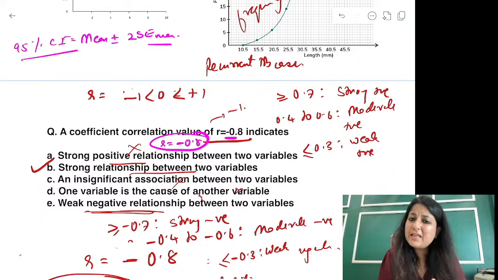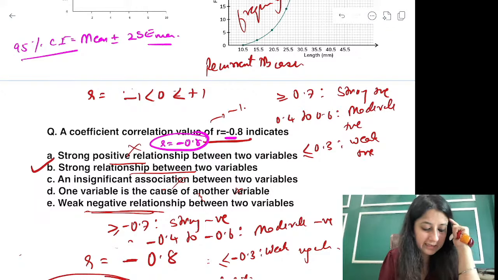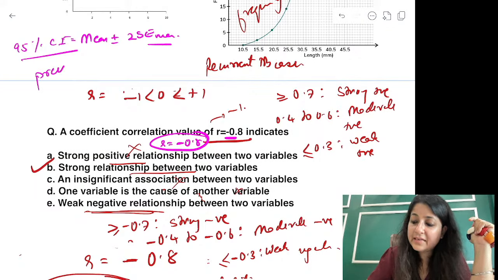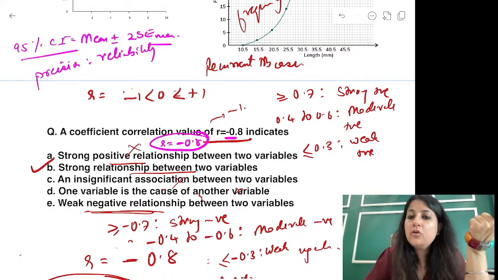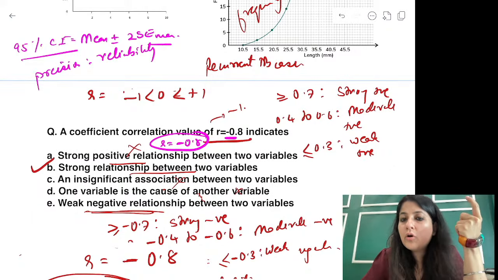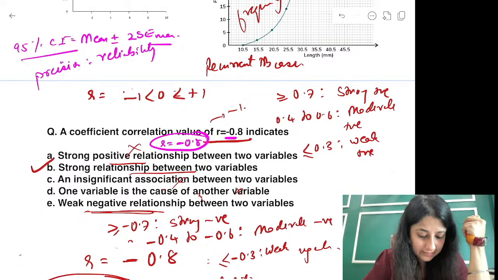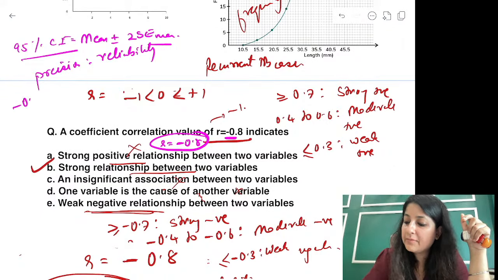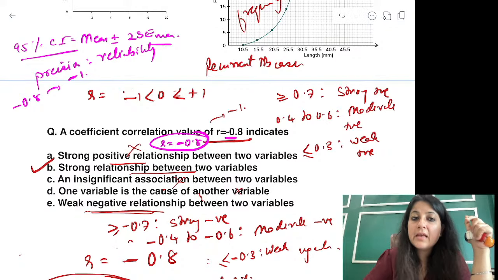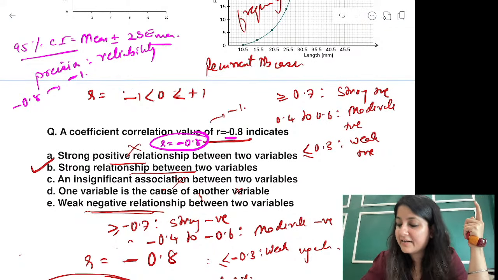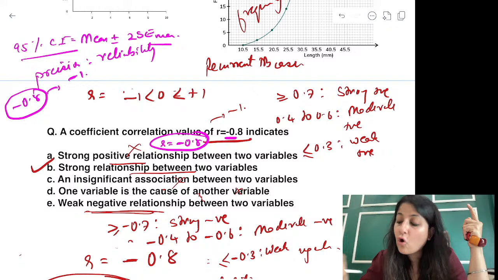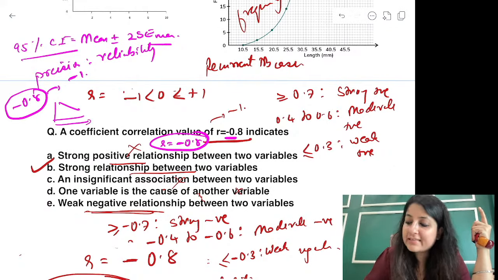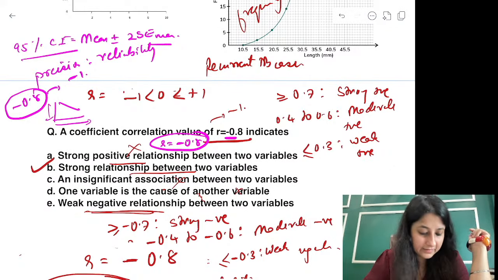Kappa stats will be discussed in the next class in screening. Precision is reliability. The lower the measures of dispersion, the more precise the data set is, or I could say the more reliable the data set is. Meaning of minus 0.8: it is nearing minus 1, and minus 1 is perfectly negative. So minus 0.8 means strong negative. If the variable on the x-axis increases, the variable on the y-axis decreases.